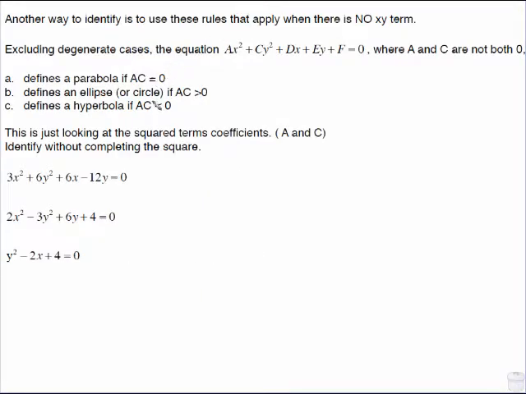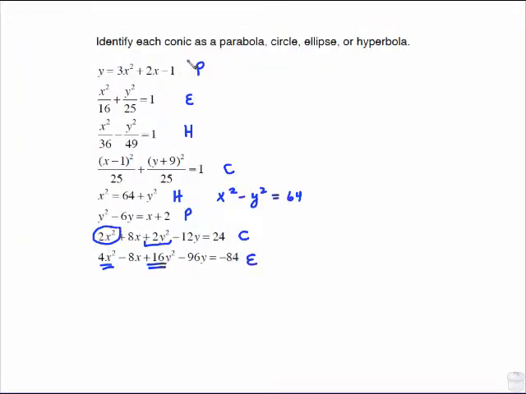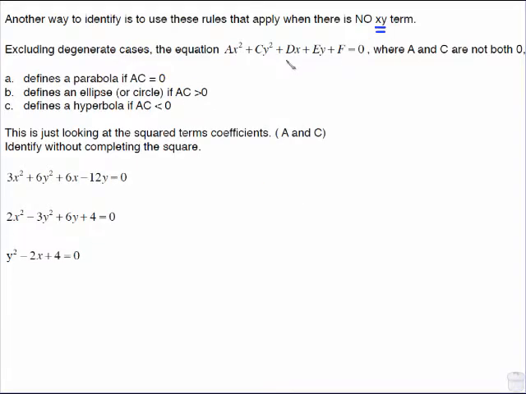Now we can use this right here to identify what type of conic section you have if there is no xy term. What I just showed you works just fine if there is no xy term. I personally like this better than this, but there is a definite formula way to tell what you have. So remember what A and C are. A and C are the coefficients in front of the squared terms. If A times C equals 0, it's a parabola. If A times C is greater than 0, it's either an ellipse or a circle. And if A times C is less than 0, then what you have is a hyperbola.